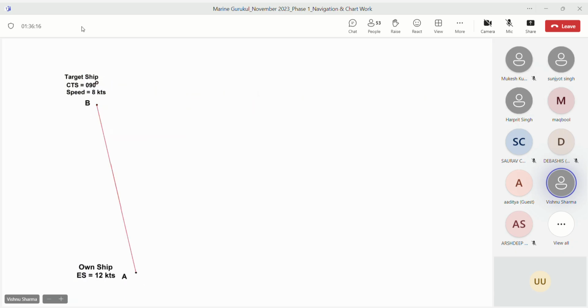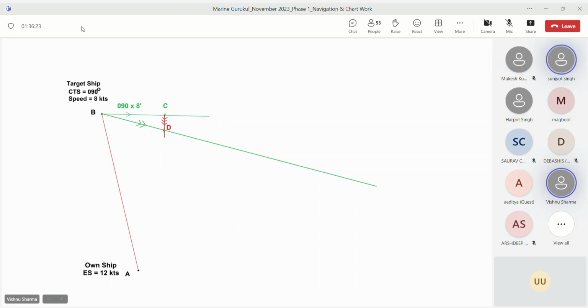Okay. How do we find the position of the target? We first draw the CTS of the target and engine distance for 1 hour. And we apply the current and we get D as the position of the target after 1 hour. And BD represents the CMG of the target. Correct? Correct, sir. Yes, sir.